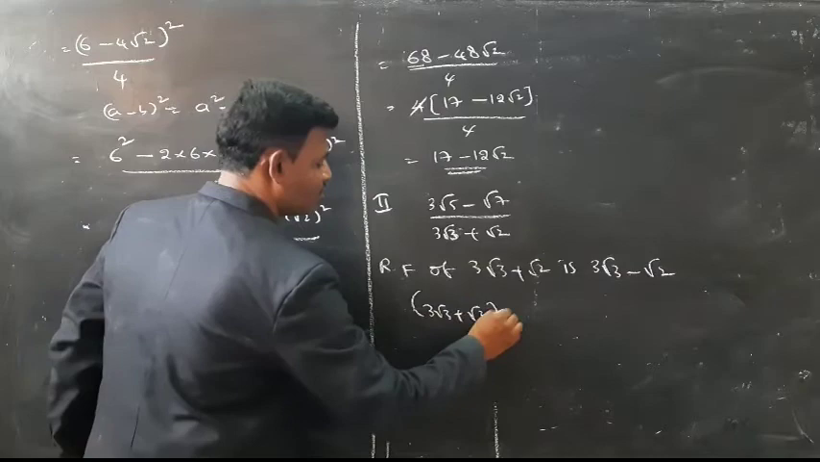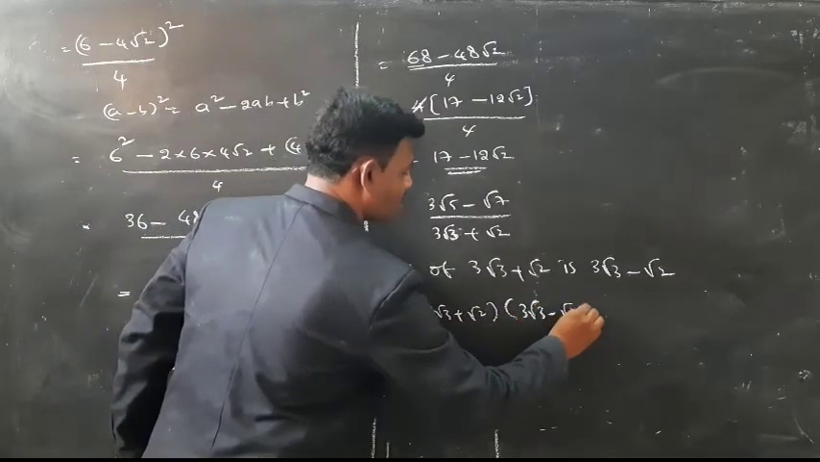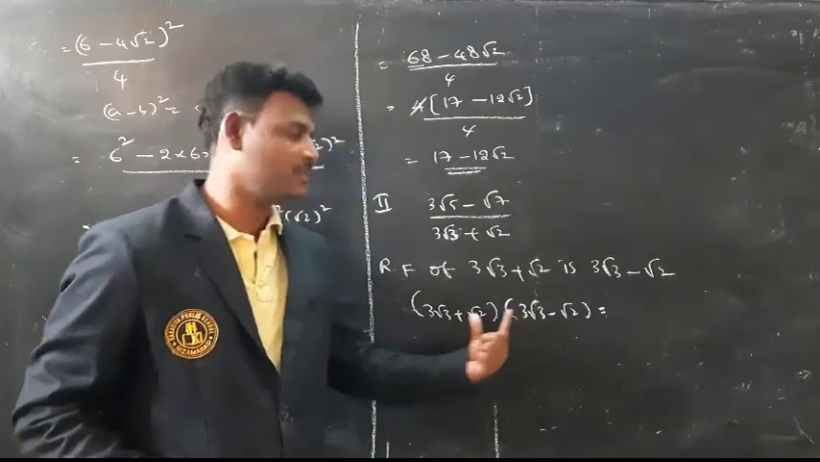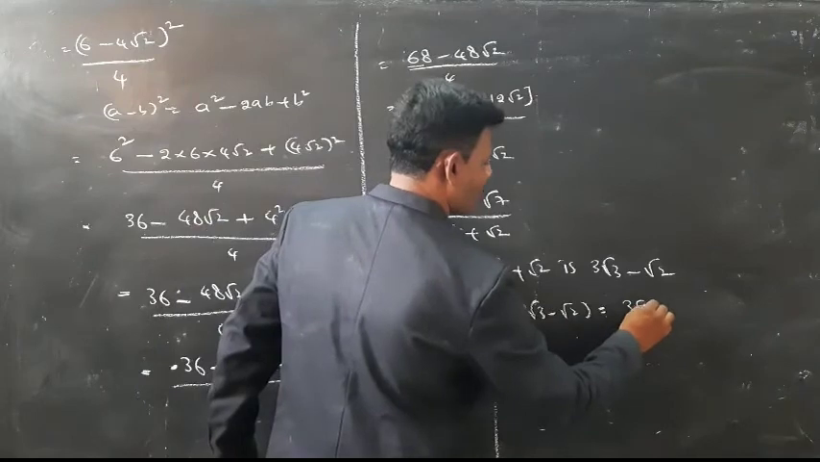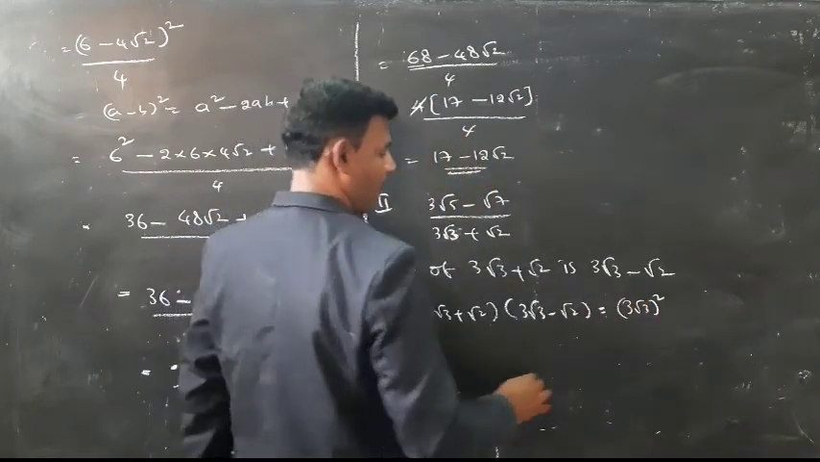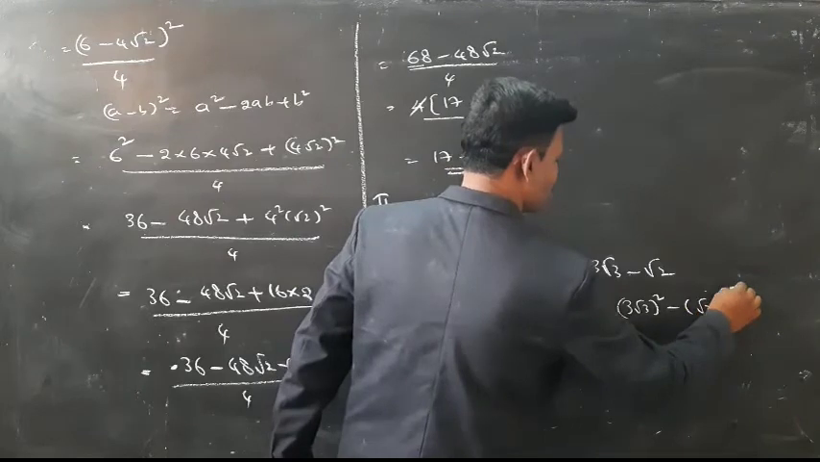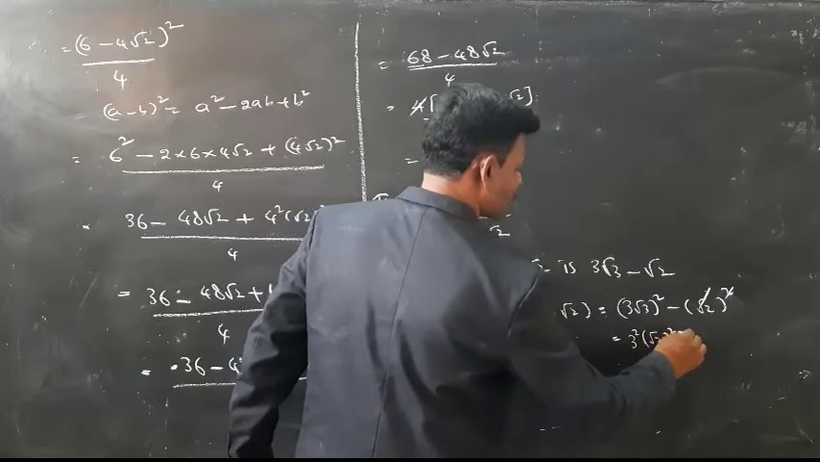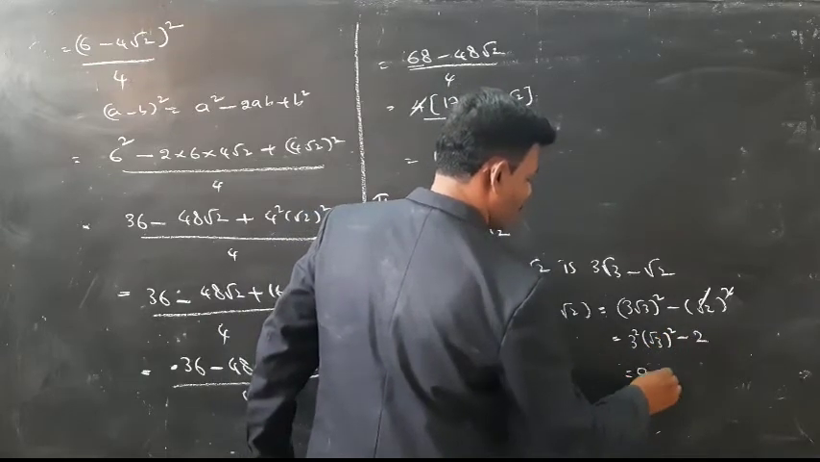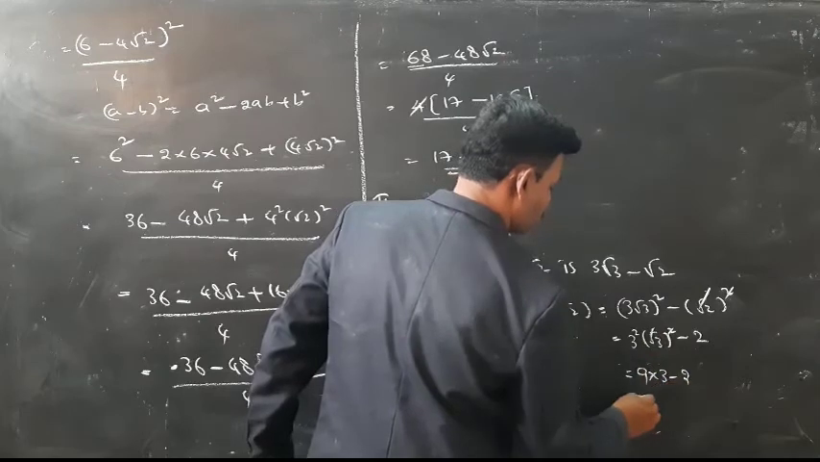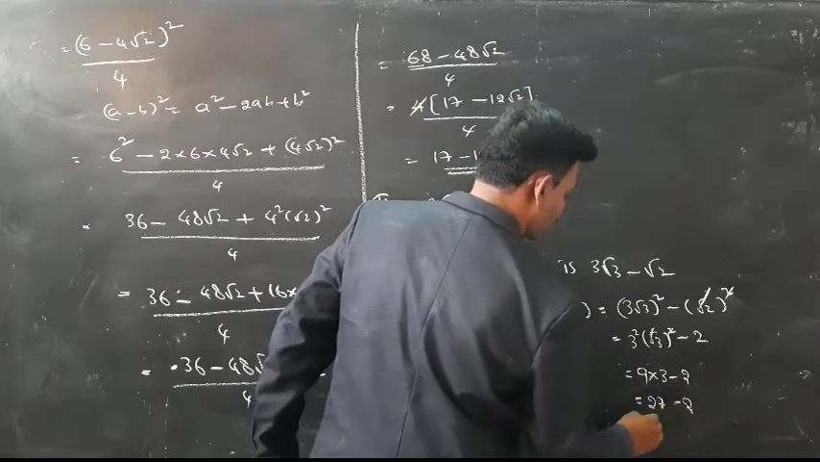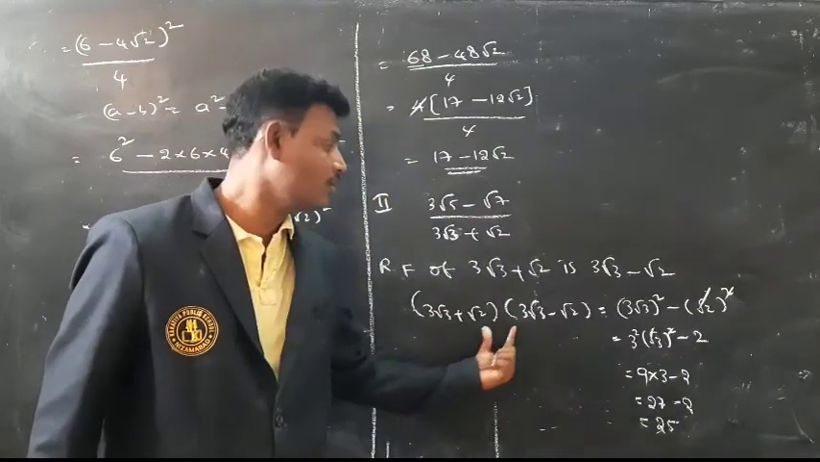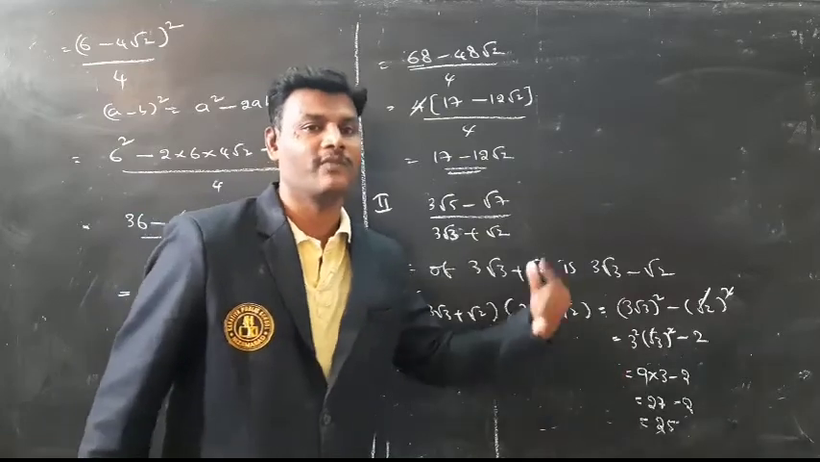(3√3 + √2)(3√3 − √2) is equal to, here in the form of (a + b)(a − b). That is a² − b²: (3√3)² minus (√2)². The square and root of 2 cancel. Here 3² into (√3)² minus 2, that is 9 into 3 minus 2, which is 27 minus 2, equal to 25. So the product of (3√3 + √2) and (3√3 − √2) is 25.